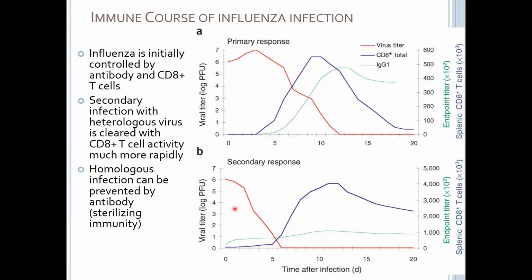In a secondary response, all of these kinetics should be much faster. So the CD8 T cell response is now a memory response. It will come up much faster. Your antibody response, if it's an unrelated serotype, is not going to be effective. And so you're really going to rely on your CD8 T cells to respond very fast. If you do get challenged with exactly the same virus, that's usually almost sterilizing immunity.